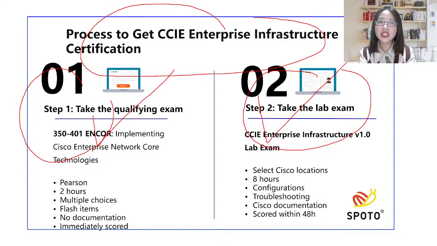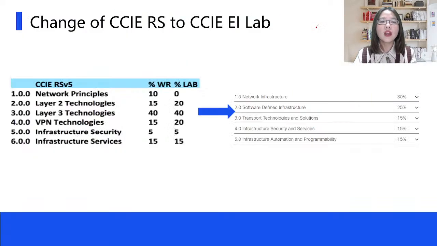After passing the written test, you can take the second module. The second is the CCIE EI hands-on lab exam, covering enterprise networks through the entire network lifecycle, from designing and deploying to operating and optimizing. Okay, let's move to the lab part.